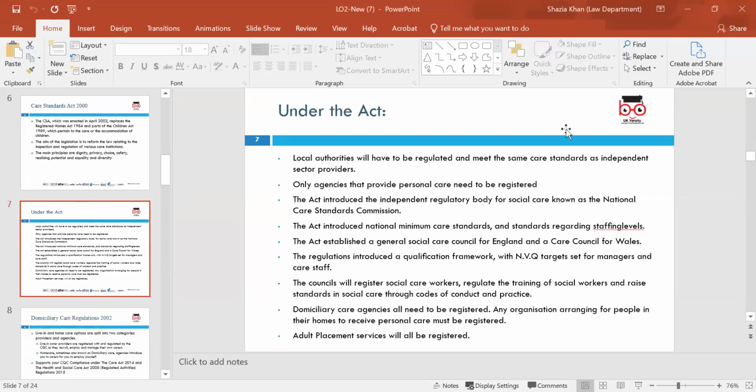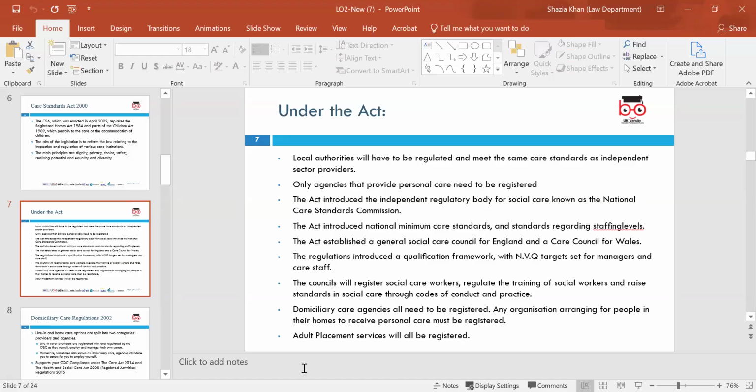Under the Act, there are things that they must follow. The first one is that local authorities regulate and meet care needs as standards, for agencies that provide personal care. The Act established that councils register and regulate social workers. The Act introduced national minimum care standards.